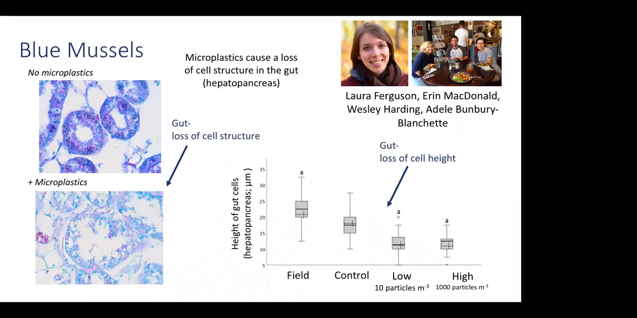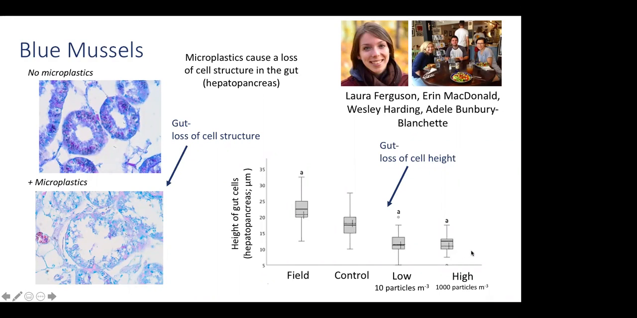And what we did with our blue mussels is we collected them from the field, and then we compared the gut structure of field mussels to a lab control. So this is our lab control. Mussels that were exposed in the lab to low concentrations of microplastics, so 10 particles per cubic meter, or high concentrations of microplastics, so 1,000 particles per cubic meter.